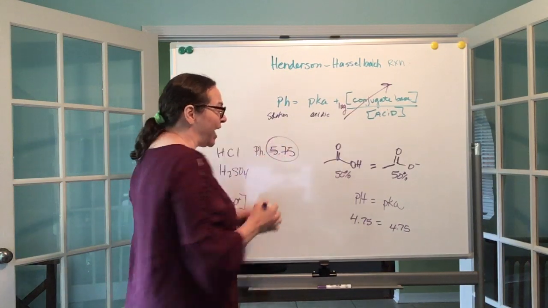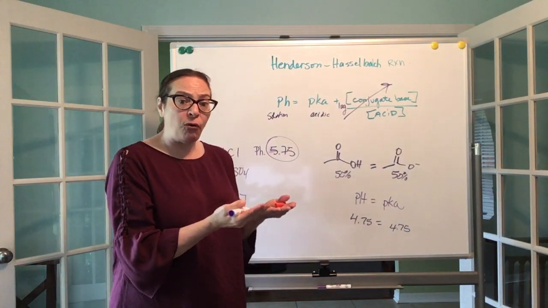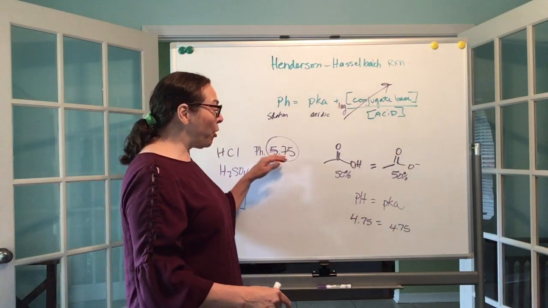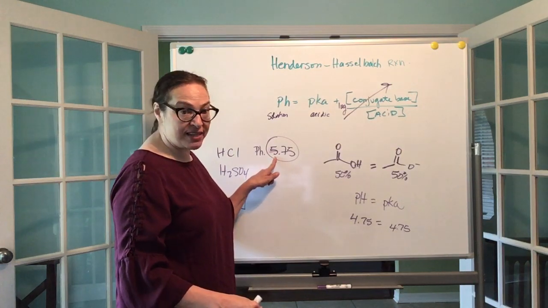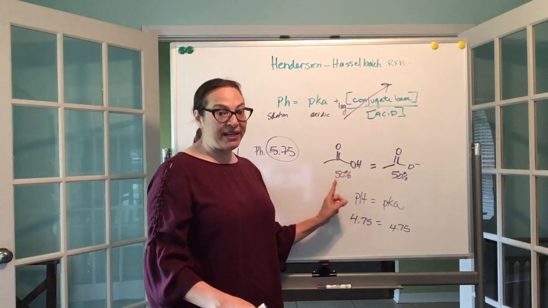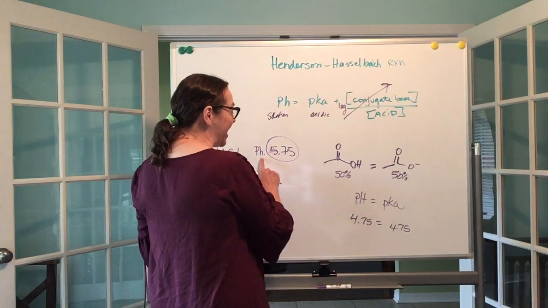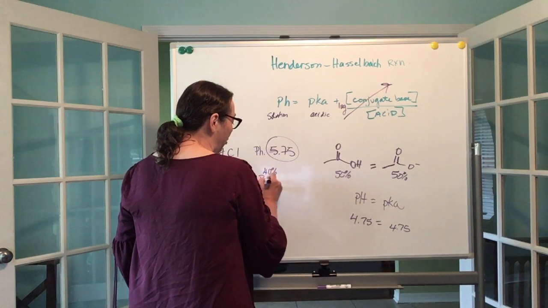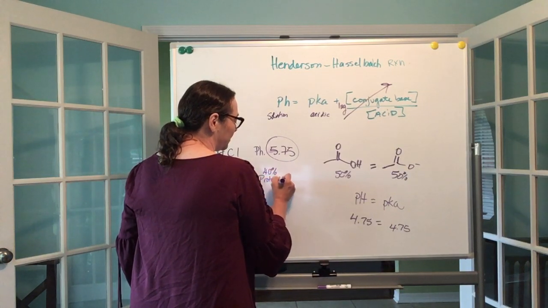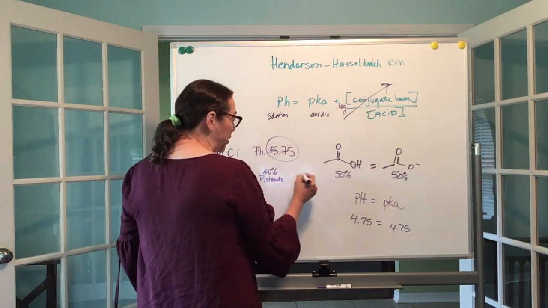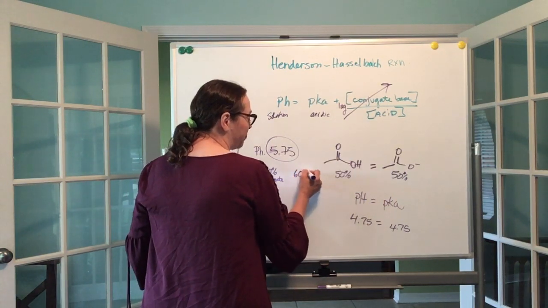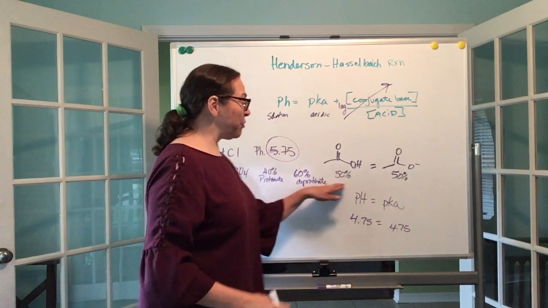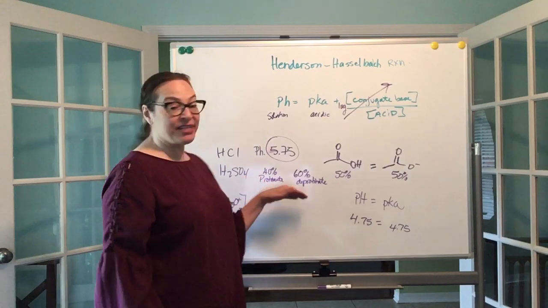5.75, what have I done? I've increased the pH by 1 whole unit. That means I'm making it more basic. If I make it more basic, for every 1 unit of basicity, I increase the ratio by 10. So now, at pH of 5.75, I am going to have 40% of the protonated, and I'm going to have 60% of the deprotonated. So I've gone from a 50-50 ratio to having a 40-60 ratio.